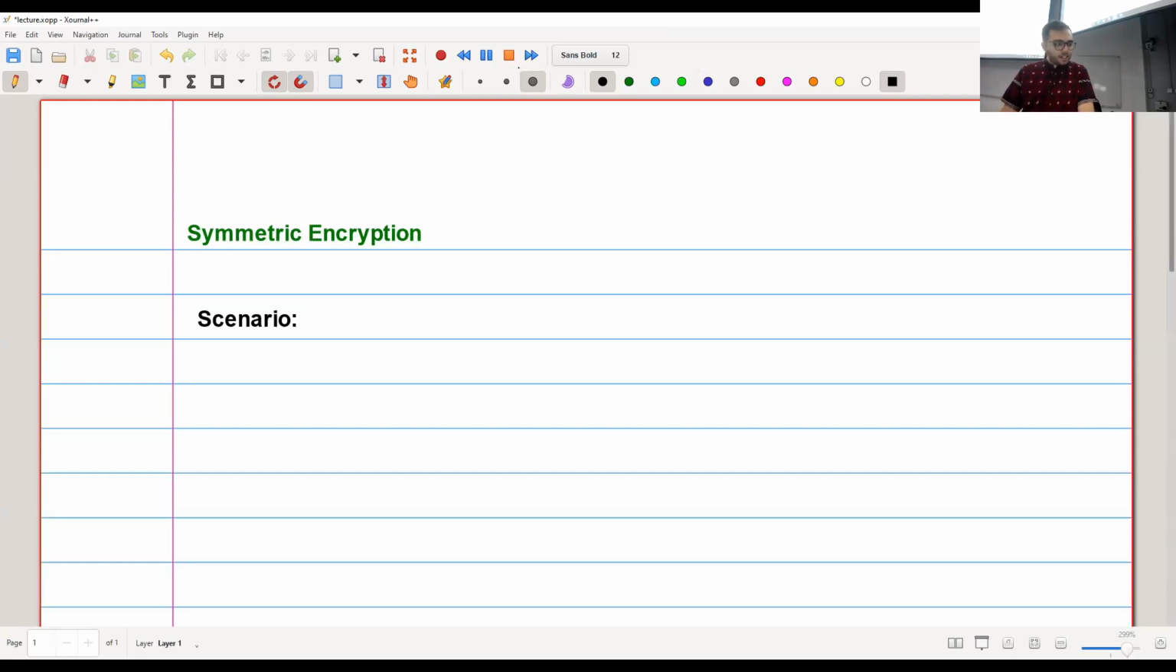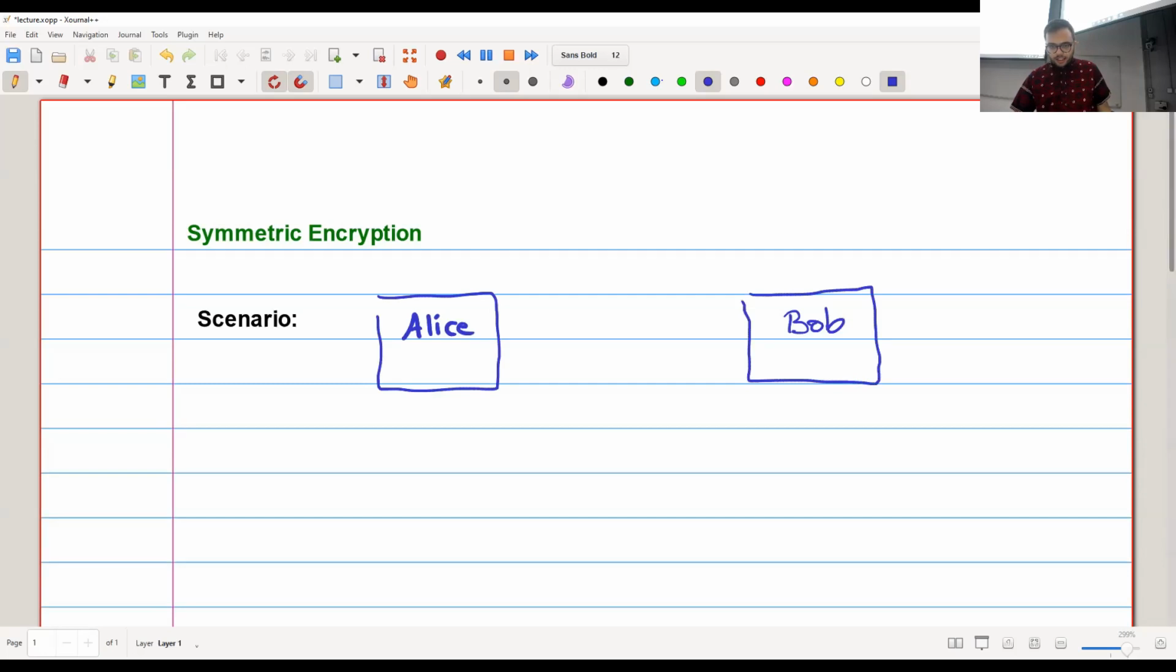So here's the scenario that I want you to consider. Let's say that we have two different people. So let's say I have Alice and I also have Bob. And they want to communicate. But the problem is they can only communicate over an unsecured channel. So let's say over the internet. So I have Alice on this side, I have Bob on this side, and they have some way of communication. Let's say this is the internet, but it's not secure.